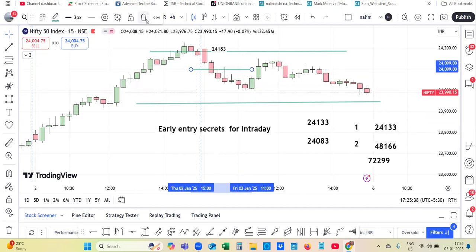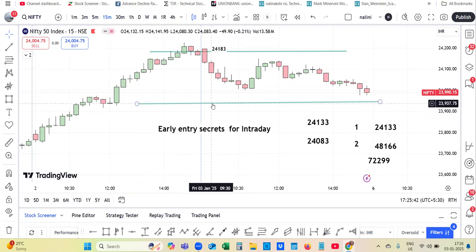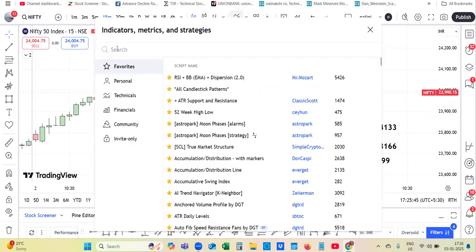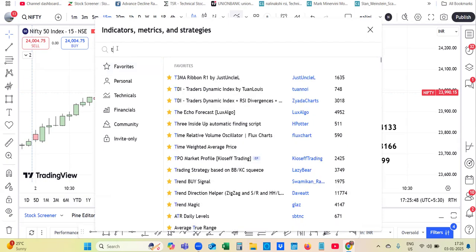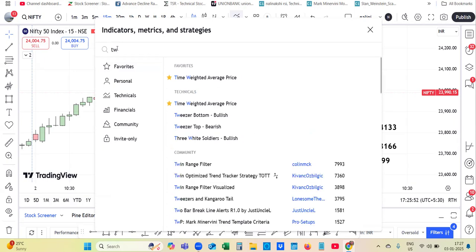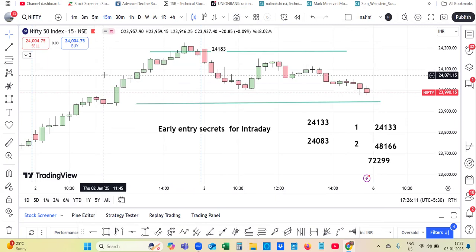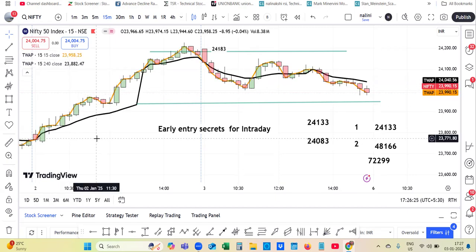Here, the advantage in TradingView is that we have that indicator. If I type time weighted average price, note down here, time weighted average price, this is how it is calculated. If I apply this indicator, you can also apply it. Nothing else is needed for you. I have applied this indicator already. I'll enable this. I've made a strategy based on this.